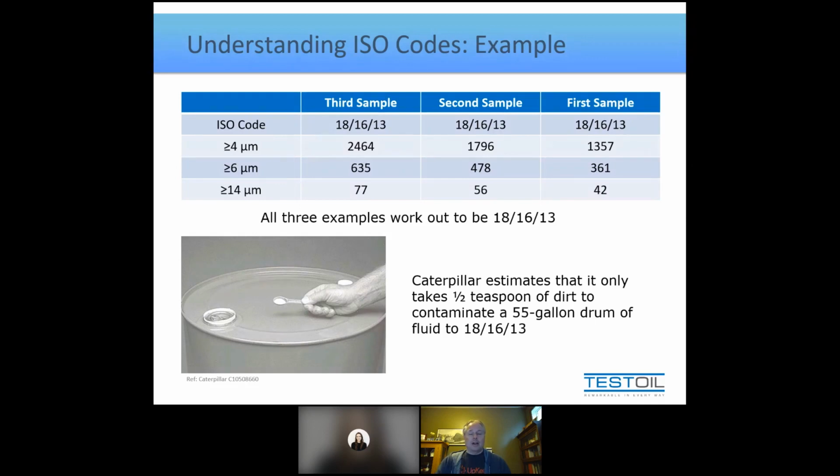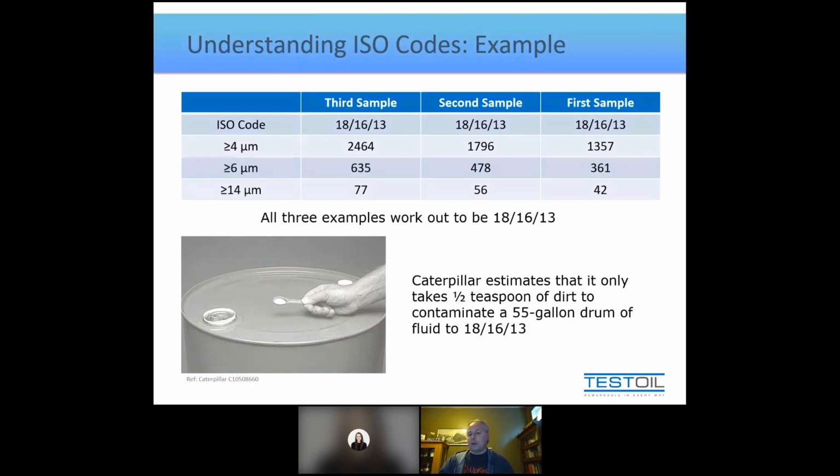Now, like I said, the other 2 codes, the 6 and the 14 micron codes, were 3 codes higher, so that would double again. So that'd be 8 times higher, which 8 times a half a teaspoon is now 4 teaspoons. So roughly speaking, we're talking about 2 to 4 teaspoons of debris in every 55-gallon drum. So hopefully that helps you understand a little bit better what ISO codes are all about and gives you an idea how to make an ISO code a bit more tangible: if I'm looking at this oil, how much dirt is there really in there at this particle count?